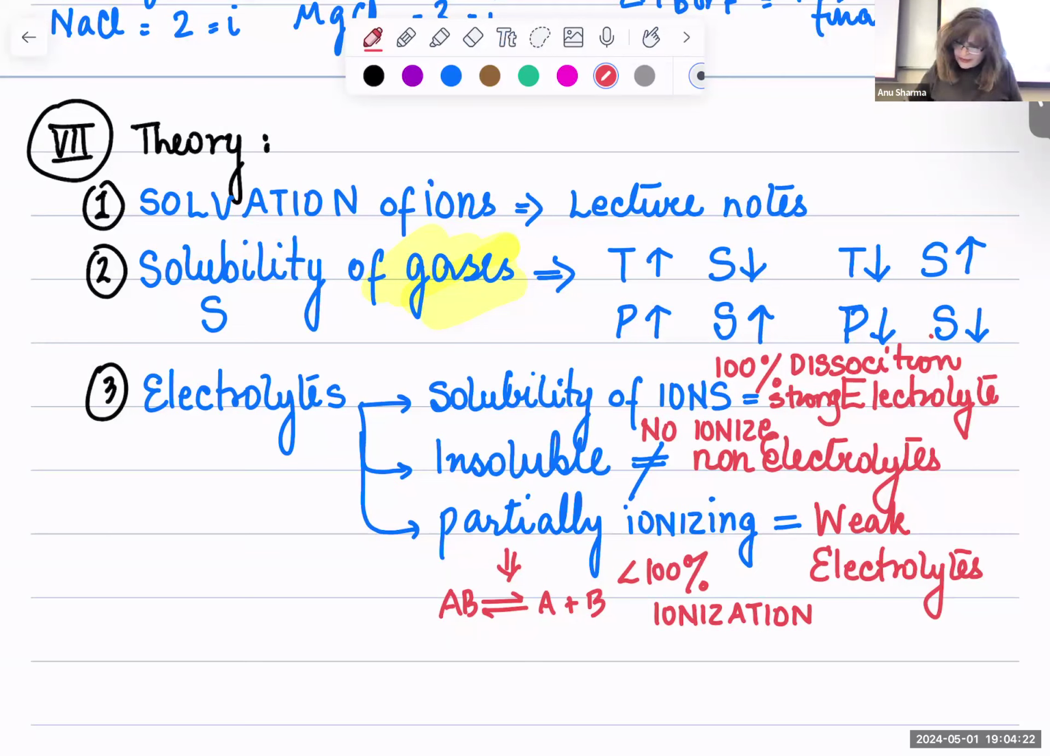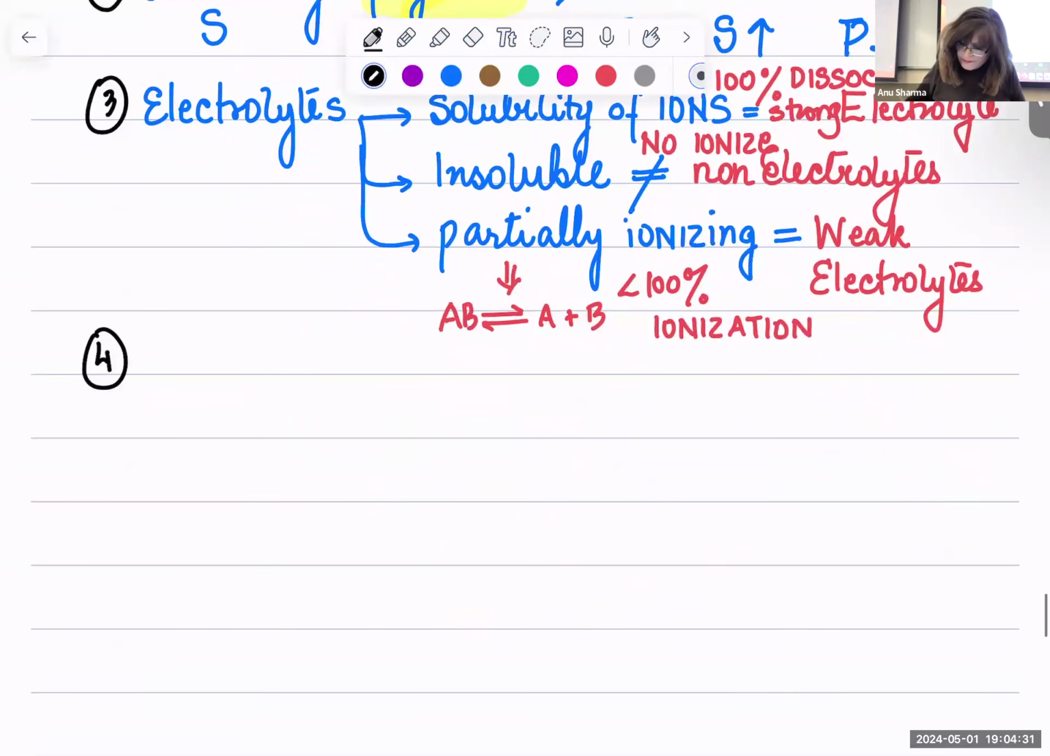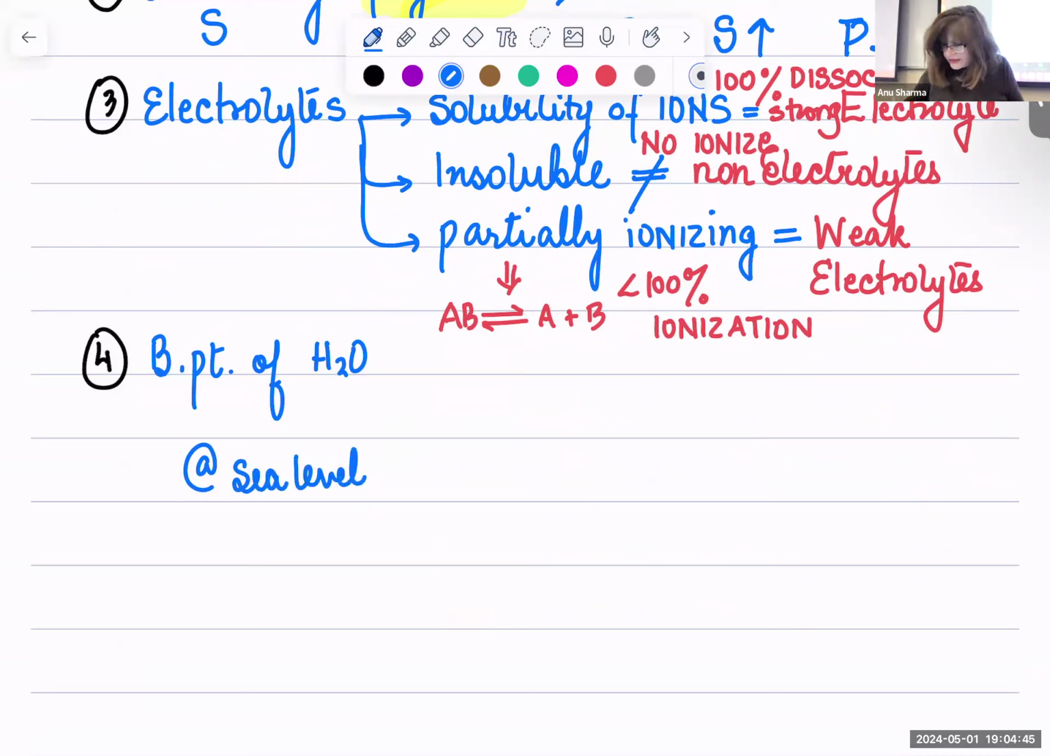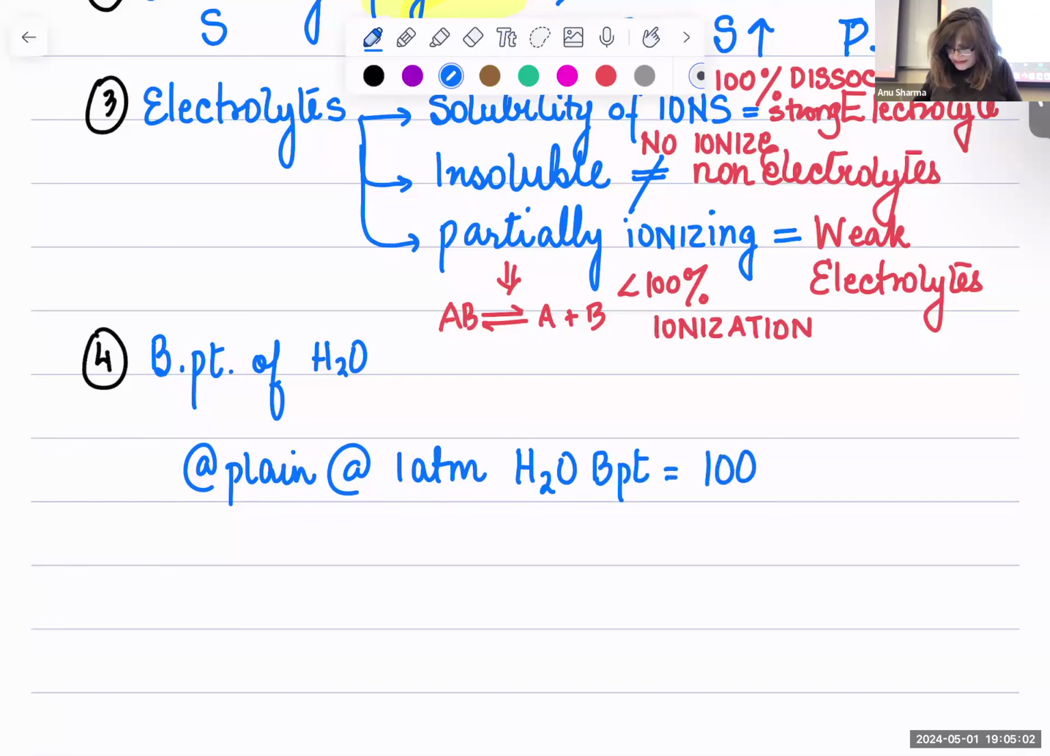Another thing is the boiling point. Tell me, how are the boiling point and freezing point of water affected? The boiling point of water at sea level, on plains where the atmospheric pressure is 1 atm, is equal to 100 degrees Celsius.